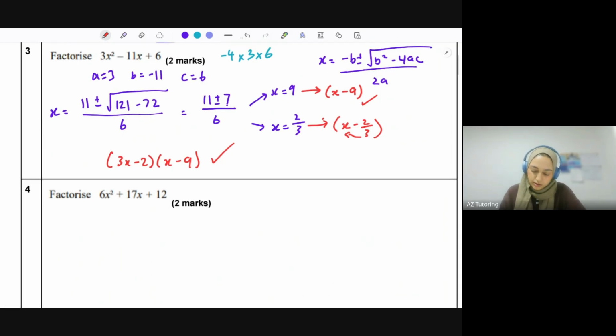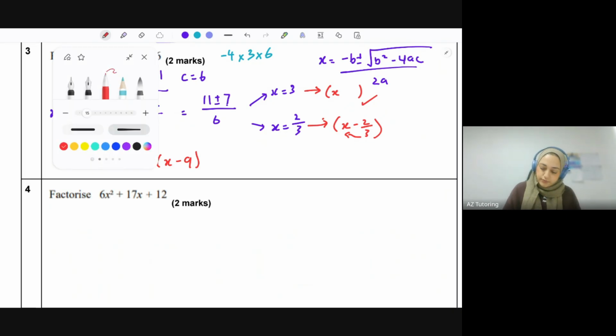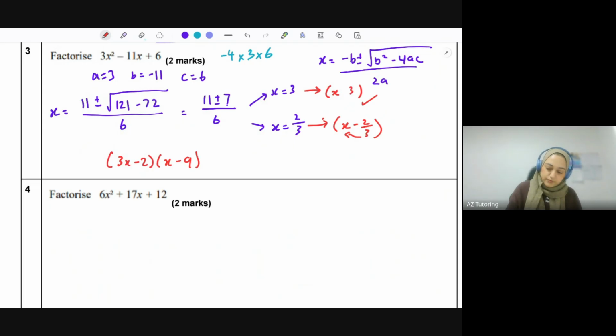Just checking. The answer, 18 divided by 6, sorry, is 3 for that one. So I just made a slight calculation mistake there. 18 divided by 6 is 3. So then that would be x minus 3.